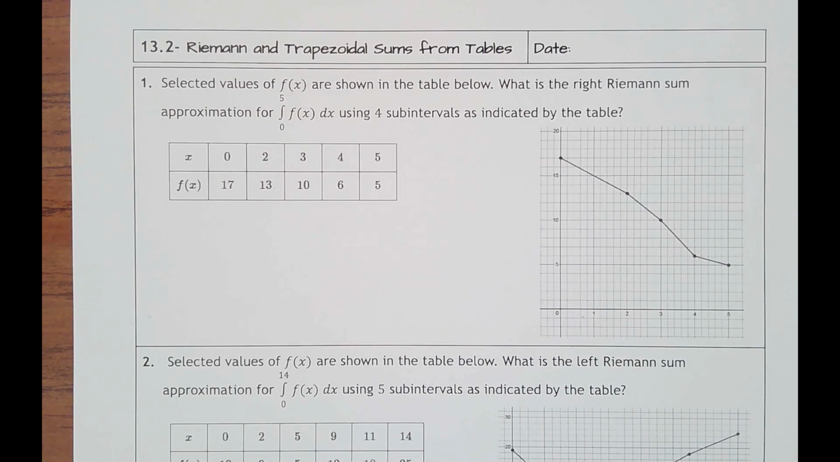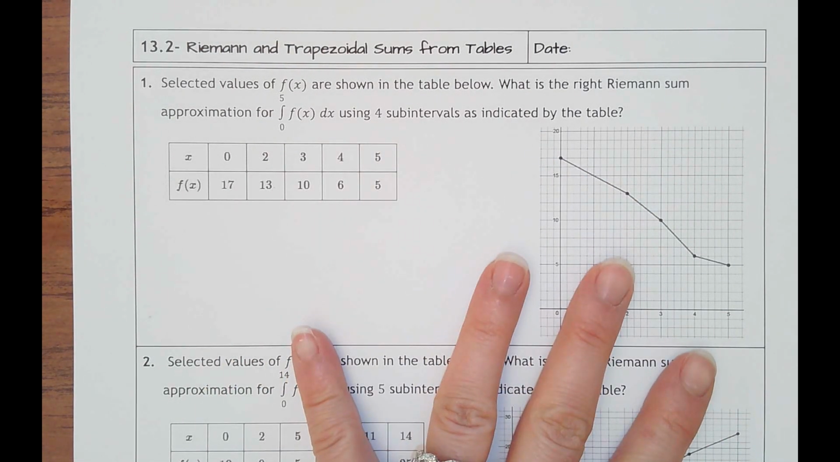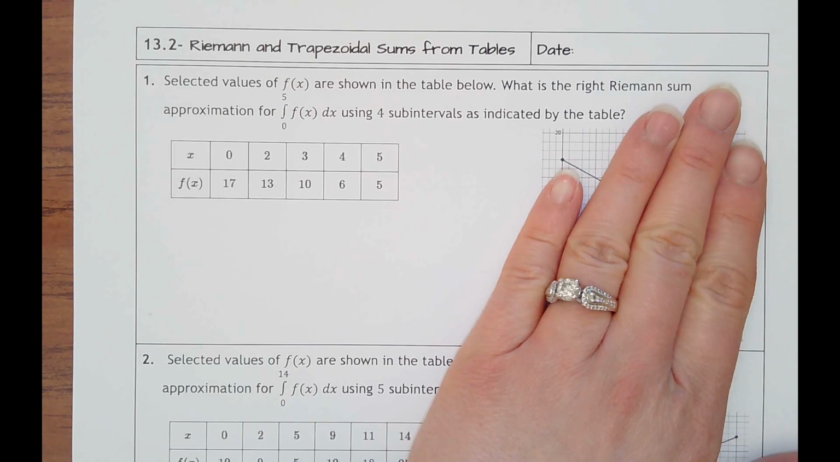Lesson 13.2 is Riemann and trapezoidal sums from tables. It's definitely easiest when you have a graph in front of you, because then you can visually see the rectangles you're making and then get the area for them. It's a little harder when you have a table, but I went ahead and included a graph of the table just so that we can have that connection, but we've got to be able to do it without it as well.